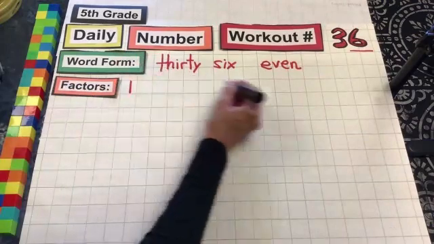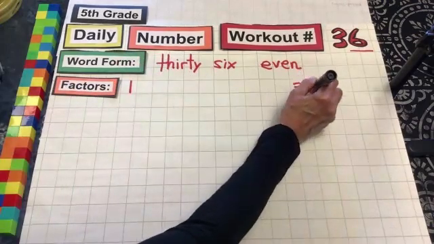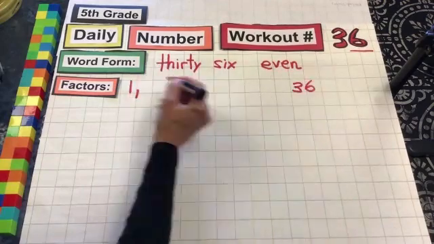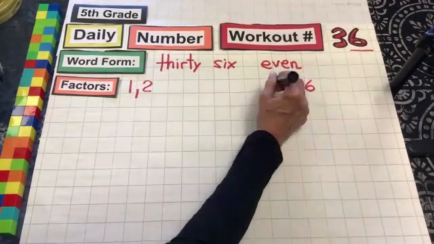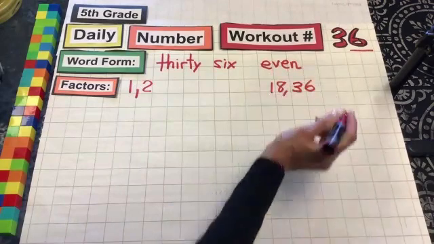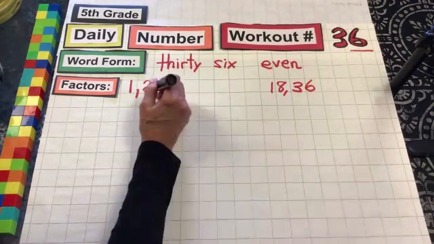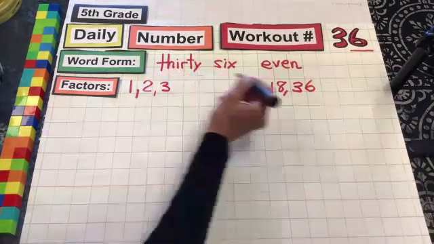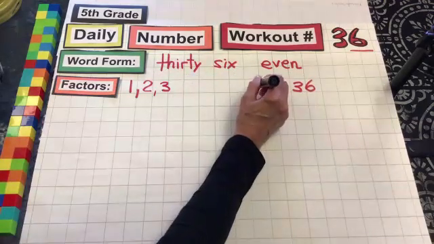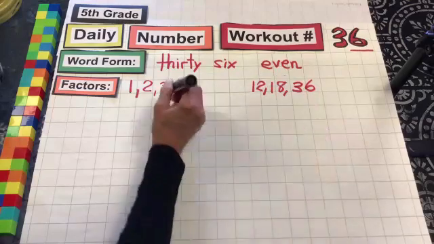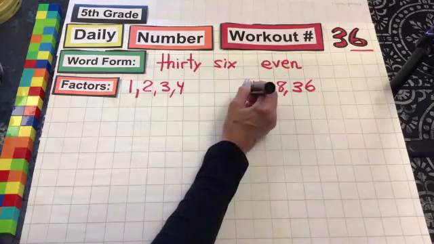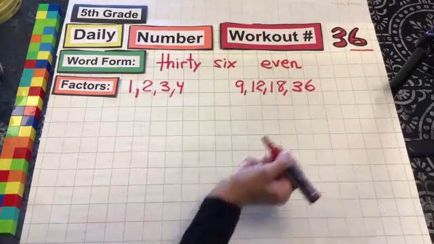So we have 1 times 36. Since it's even, 2 goes in. 2 times 18. Remember, if you don't have some of these, get them written down. 3 goes in. 3 times 12. 4 goes in. 4 times 9.